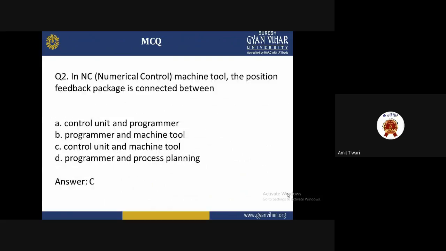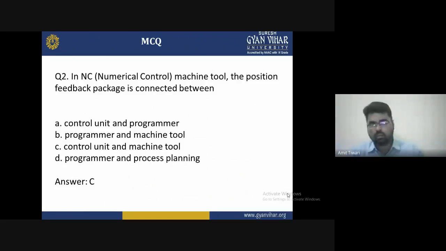Question number two: in a numerical control machine tool, the position feedback package is connected between which? The options are A, the control unit and the programmer; B, the programmer and the machine tool; C, the control unit and the machine tool; D, the programmer and the process planning.